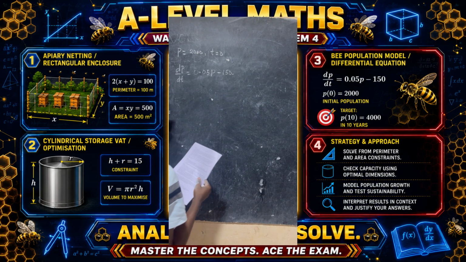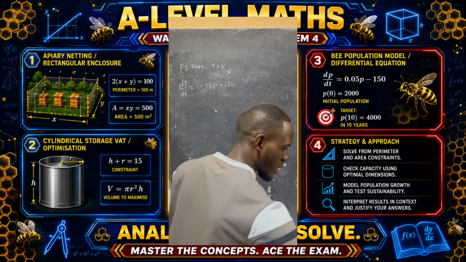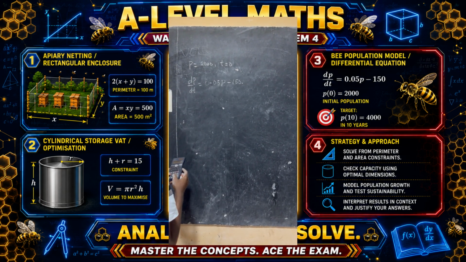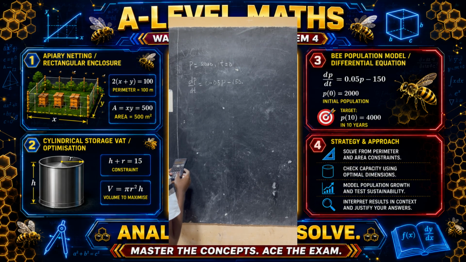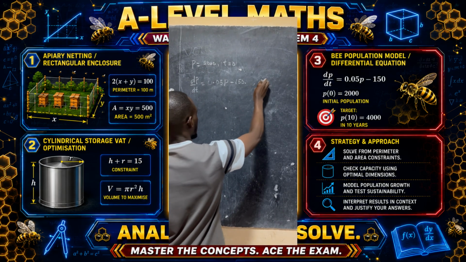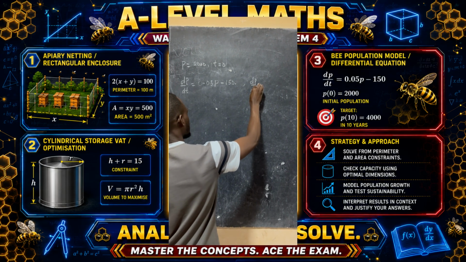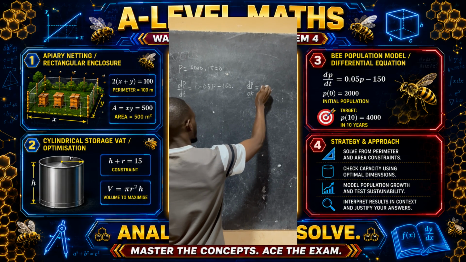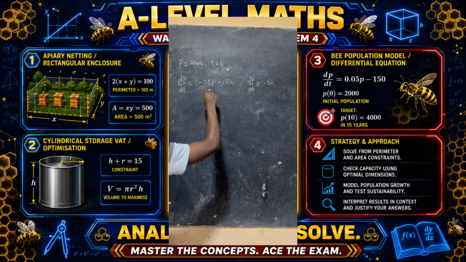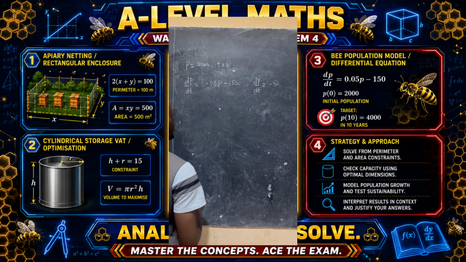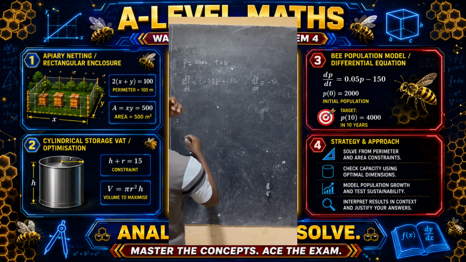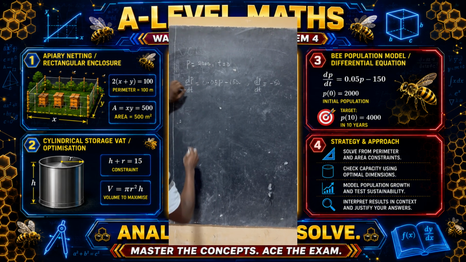If this is the initial population, I can even start by testing. I'm having 2,000. I have 2,000 times 0.05 minus 150. If I'm to consider this as my initial, and I have dP/dt, it is going to be equal to a negative 50. So this one shows that my population, surely it is not going to be increasing, it is going to be reducing, if this is the initial.